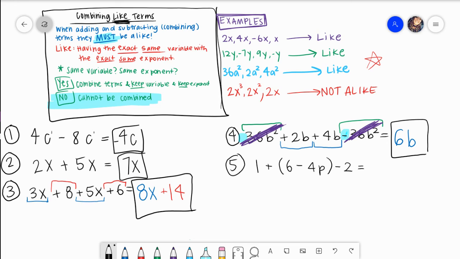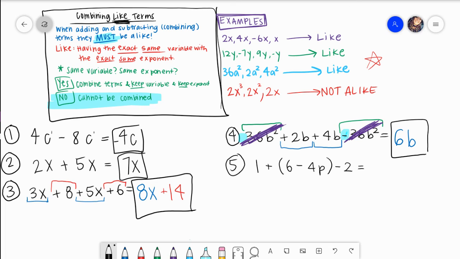Okay, so I did this one right here because in the homework, I believe they're honestly just trying to confuse you. Everything I've told you thus far has been pay attention to parentheses, solve what's inside of the parentheses, and then continue on with your problem, right? Well, if you notice here inside of those parentheses, what I have is a 6 and a negative 4p. Question: same variable, same exponent? Answer: no. Result: cannot be combined.